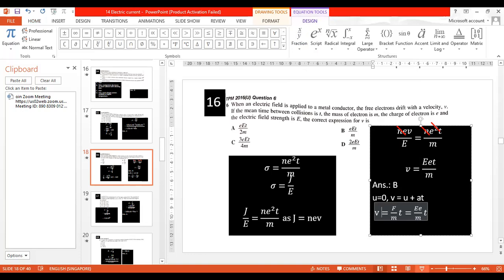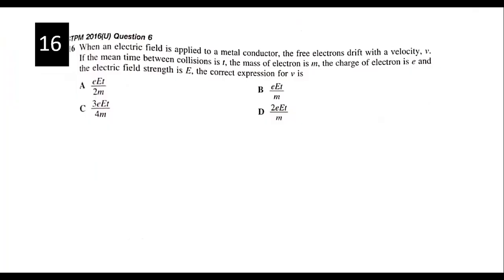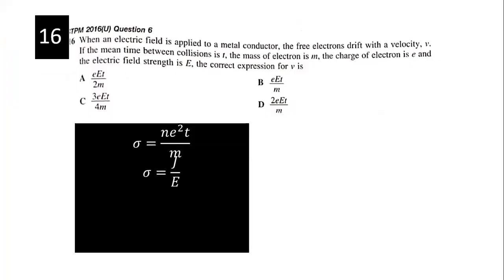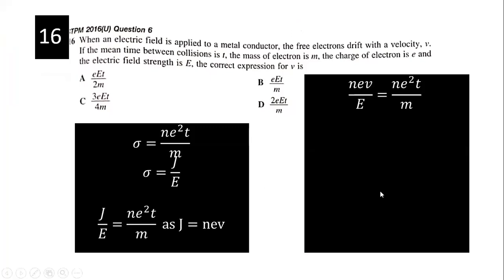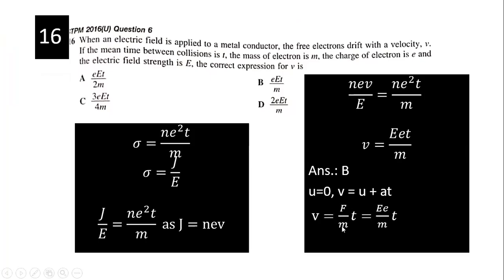No need to go to a complicated formula. Just treat it as a uniform acceleration. Start with zero velocity. Then use this formula. Replace your a with force over mass. And then force on the electron is just E times e, over m. Okay, next question.